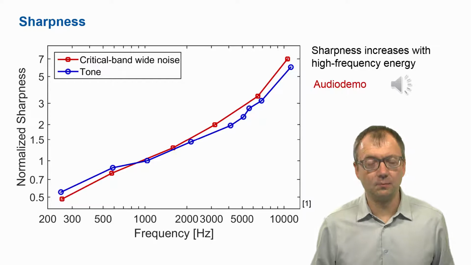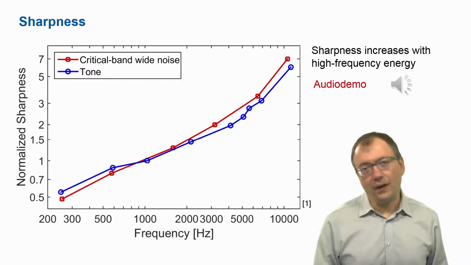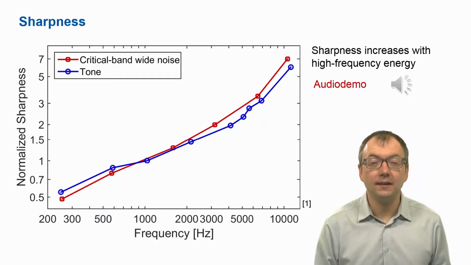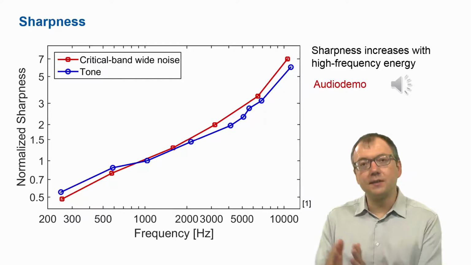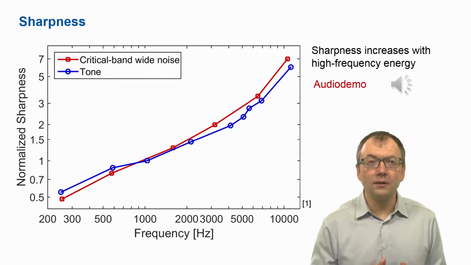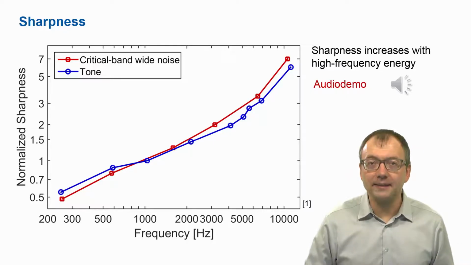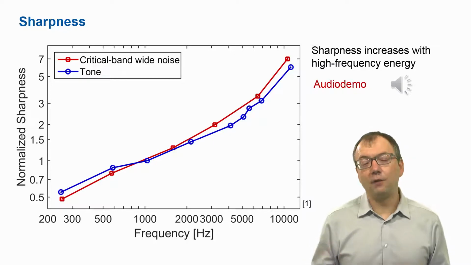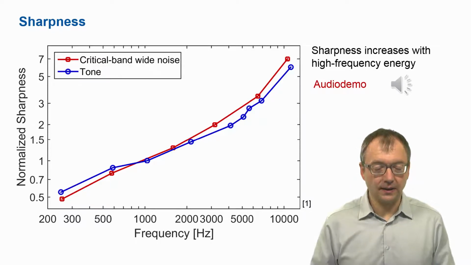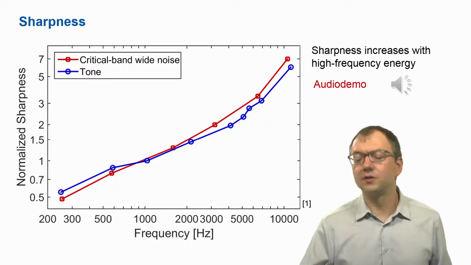high frequency energies present. This graph gives you the normalized sharpness as a function of center frequency of a noise that's as wide as a critical band. And you see that sharpness increases the higher up we go in center frequency of the noise. And that is important because you also see that, if you look closely, the ordinate is a logarithmic scale. So effectively, the high frequencies are much more strongly dominating than the low frequencies and much more strongly contributing to sharpness. The same holds actually true for a tone.